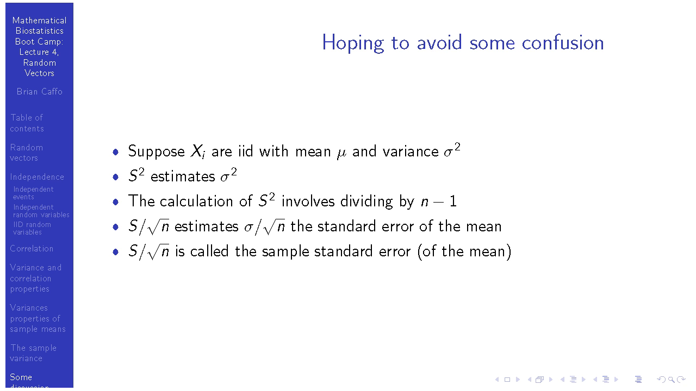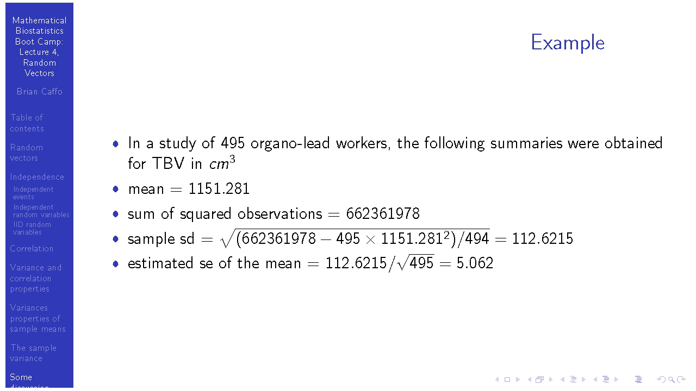So if you wanted to attach a label to the quantity s over square root n, it's the sample standard error of the mean. What does it estimate? It estimates the population standard error of the mean, sigma over square root n. Let's tie this down with some actual numbers.